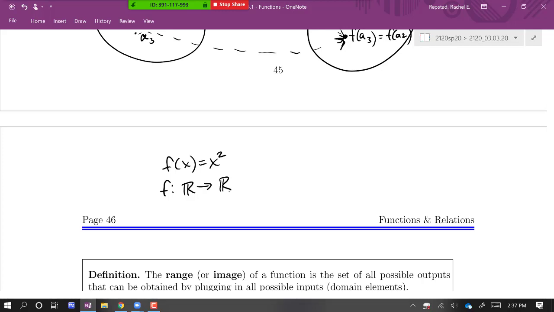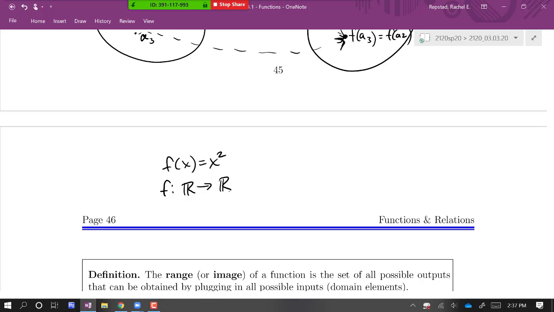But when I square a real number, what types of outputs do I get? Also real numbers, but do I get all of them? No. What kinds? Non-negative, right? All the positives and zero, because you could square zero. So here's an example where the range is not equal to the codomain. The range is all the non-negative real numbers, which is contained in the codomain, but they're not equal.